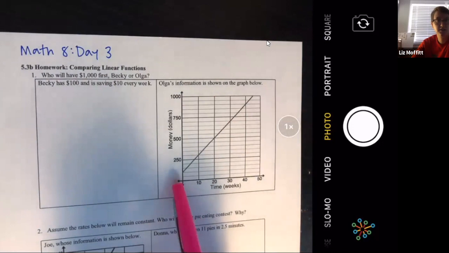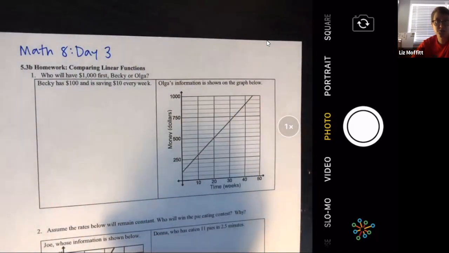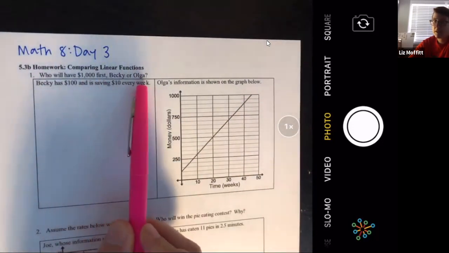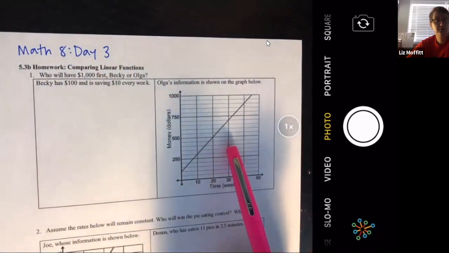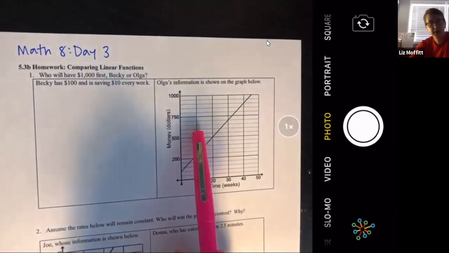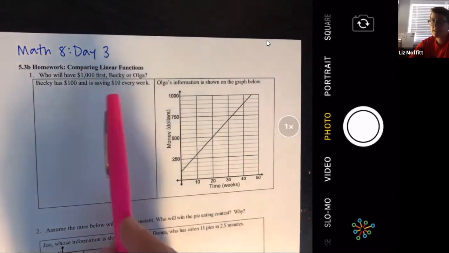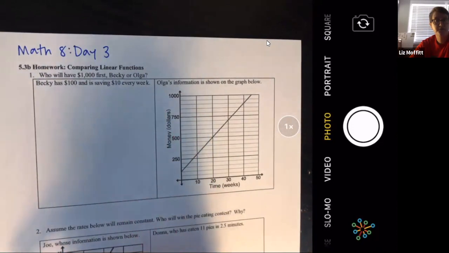One thing that can make comparing linear functions challenging is when they're not displayed in the same format. For example, Becky's information is given to us in a description, a sentence that we have to read and make sense of. Olga's information is given to us in a graph. If they were both given in a graph or both given in a description, they'd be a little bit easier to compare. So one of our strategies here is to create the same representation for both scenarios to make them easier to compare.